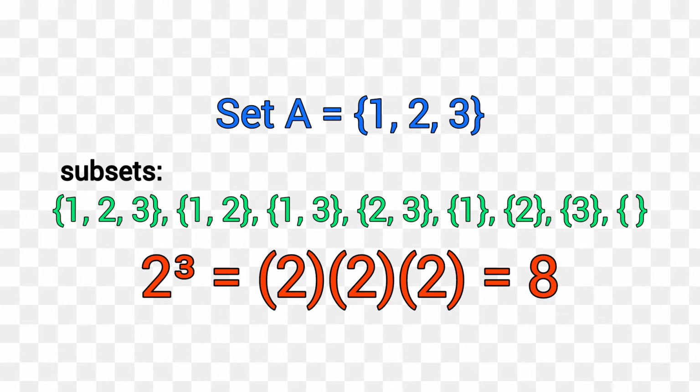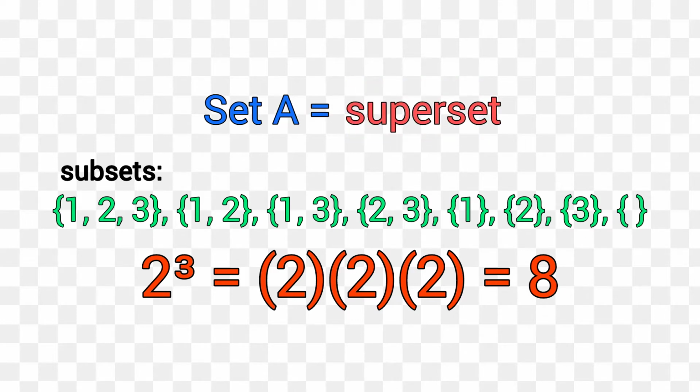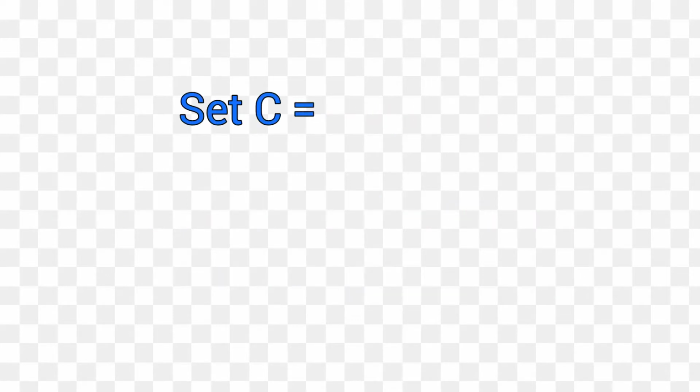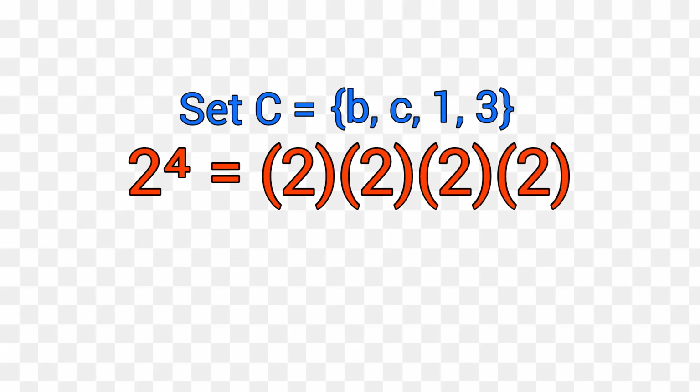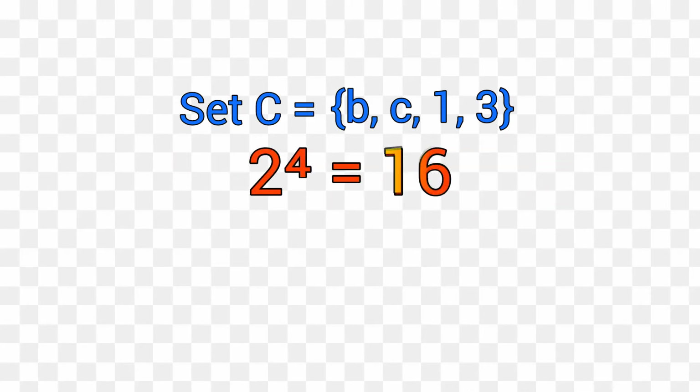At this point, it is important to note that the subsets in this discussion were formulated based on the elements of set A, and set A is called the superset of these subsets. Let's take another example. If we have set C with the elements as shown on your screen, we can calculate how many subsets there are by using the formula 2 raised to the power n, where in this case, n equals 4, or there are 4 elements in set C. Since n equals 4, we replace n in the formula with 4 and proceed to calculate. And we find that there are 16 subsets of set C.